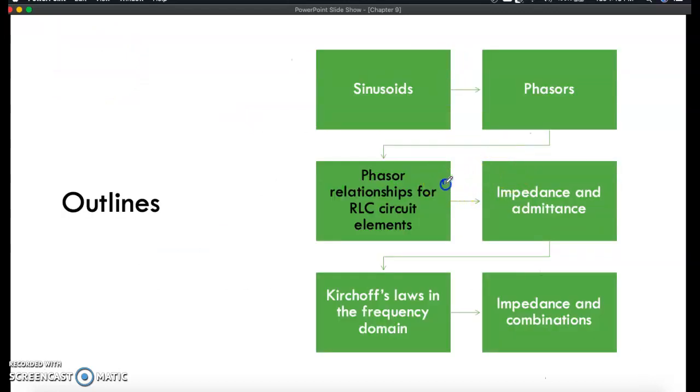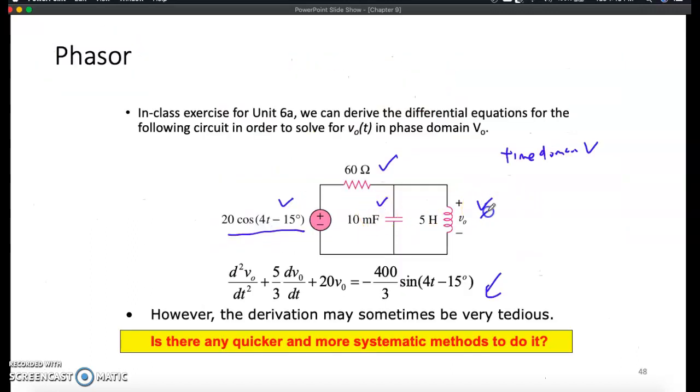So now we are here, we already covered sinusoid, phasor, and impedance. In the next video, you will see what an inductor is, what a capacitor is, and how you relate this to the phasor form for you to solve a circuit like this.